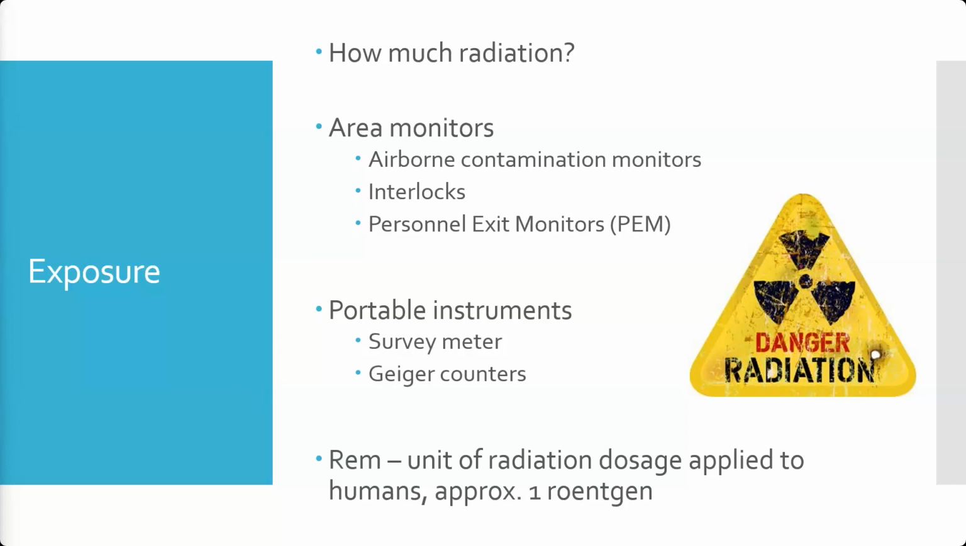But to measure this, it's measured in what are called REMs. A REM is a unit of radiation dosage as it applies to humans. Again, that can be based on a small exposure over a long period of time, or a short exposure. It's approximately 1 Roentgen, which is a unit of ionizing radiation, the amount producing 1 electrostatic unit of positive or negative ionic charge in 1 cubic centimeter of air under standard conditions.